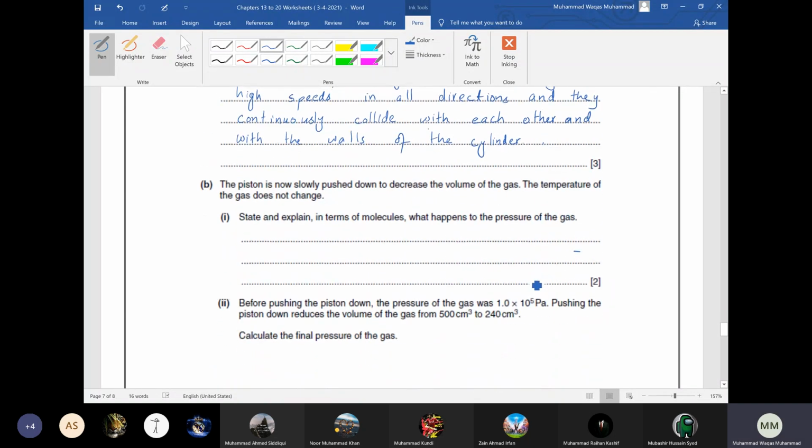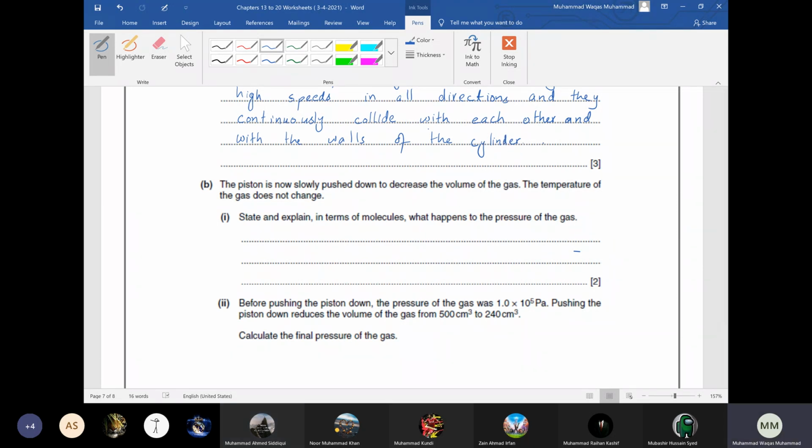Now beta, the piston is slowly pushed down to decrease the volume of the gas. The temperature of the gas does not change. State and explain in terms of molecules what happens to the pressure of the gas. So beta, state and explain. First of all, state what happens to the pressure. So the pressure increases. Very good.